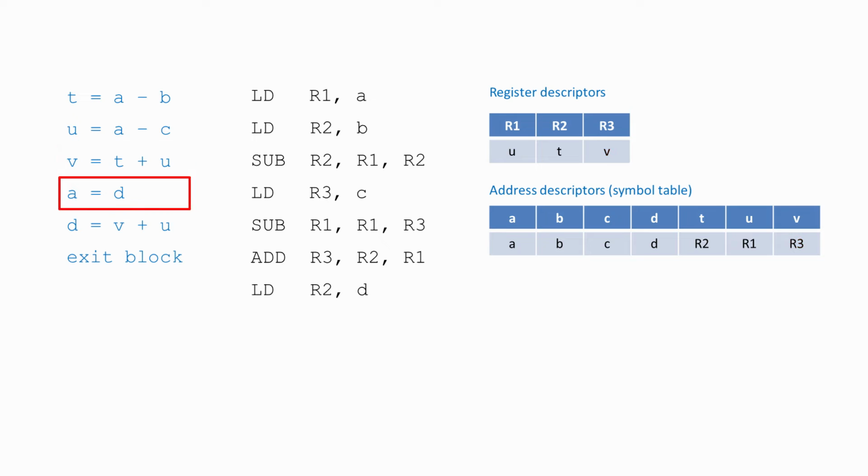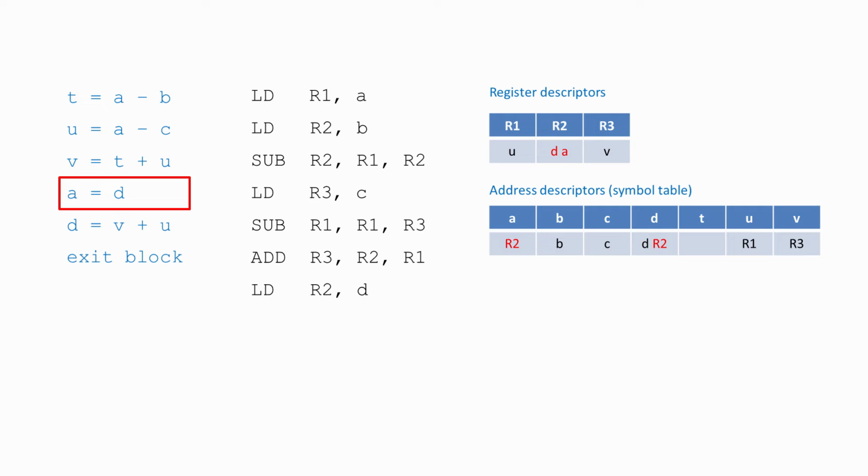Assigning the value of variable D to variable A requires that D be loaded from memory into a register. The value of temporary variable T, which is in R2, can be overwritten because T isn't used again within the block. Since this was essentially a copy operation, the register descriptor for R2 is updated to indicate that it contains the most up-to-date value of both D and A.